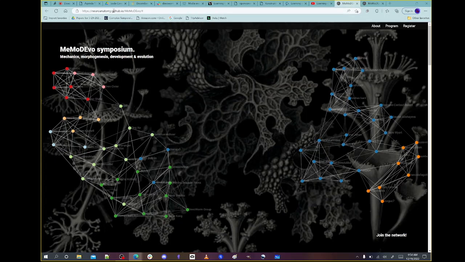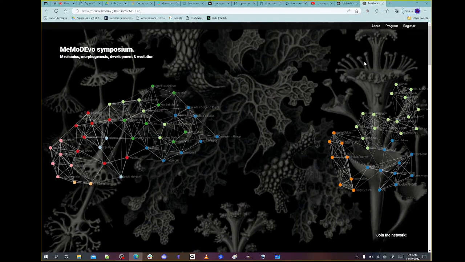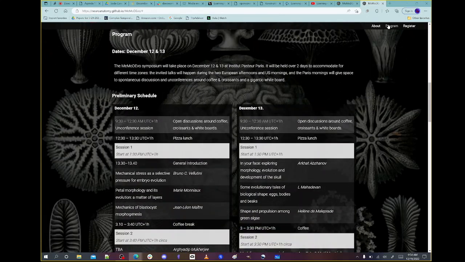This is the Neuroanatomy GitHub. They have a little application that plots out the attendees based on their interests into these networks. So the DevoWorm group is here in this group, and then there's another group of people interested in, I don't know what this subnetwork is. It's just kind of a cute thing. It's not really for analysis, but some of the things they did at this workshop, a really interesting talk.